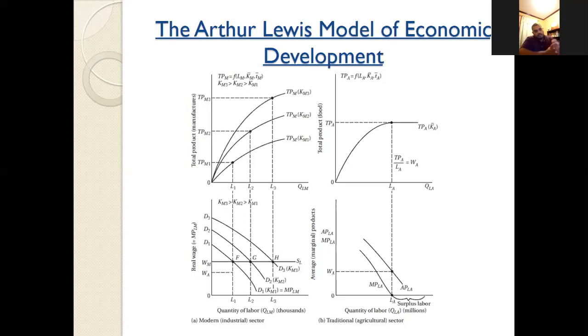Now, the modern industrial sector on the bottom left-hand panel, we see that the WA, the wage associated with the agricultural sector, is lower than that of the wage associated with the modern industrial sector. So that's the very first thing that we have to look at. Now, that modern wage or real wage is not calculated in the same way that the wage is calculated in the agricultural sector. It's calculated in the agricultural sector based on the average product. But in the modern industrial sector, you'll find that the wage in this sector is calculated as a result of the marginal product.